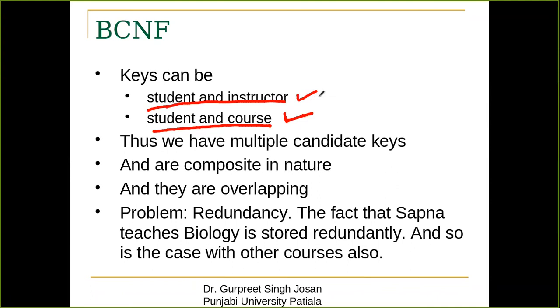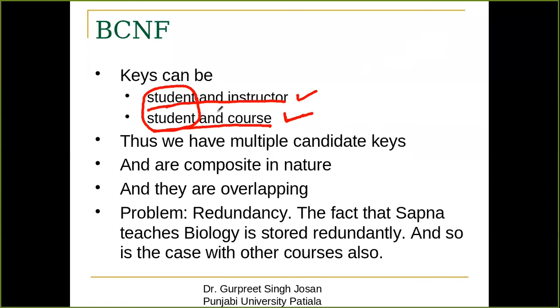And the third condition is that some of the attributes should be overlapping. And you can see I have a student attribute which is common to both the keys. So the third case is also satisfied here. So it is a case where we need to perform BCNF. Got my point? So you have to check if there are multiple candidate keys. You have to check if candidate keys are composite in nature. And third one is they should be overlapping also. There should be some overlapping of the attributes in the candidate keys also.